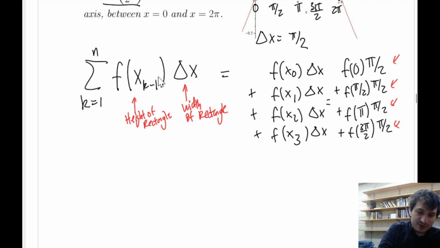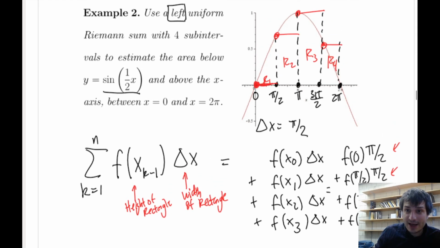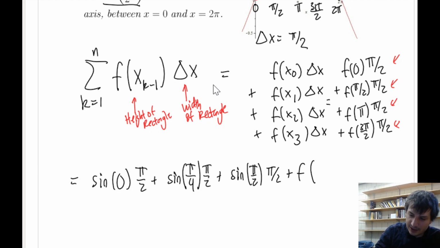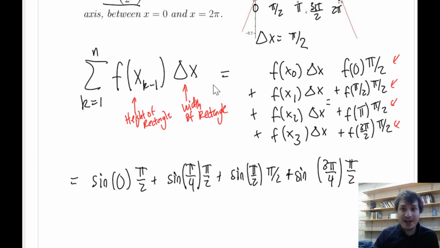So now I just got to plug in and do it. F of 0 is the sine of 0, so sine of 0 times pi by 2, plus, the function we're doing is the sine of 1/2 x, so f of pi by 2 is sine of pi by 4 times pi by 2. The third term, f of pi, is sine of pi by 2 times pi by 2. And the fourth term is sine of 3 pi by 4 times pi by 2. Okay, and you can figure these out.